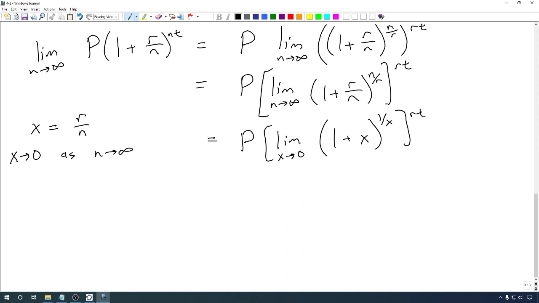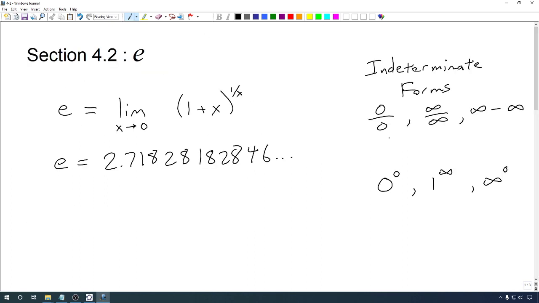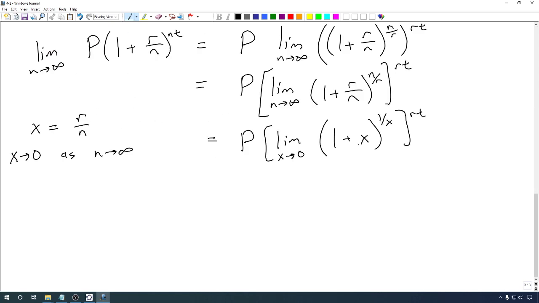And now look what we have. We have the limit as x goes to 0 of (1 plus x) to the 1 over x. That is exactly the function, the limit that we have right here. This number inside here is by definition e. So we have P times e to the rt power.